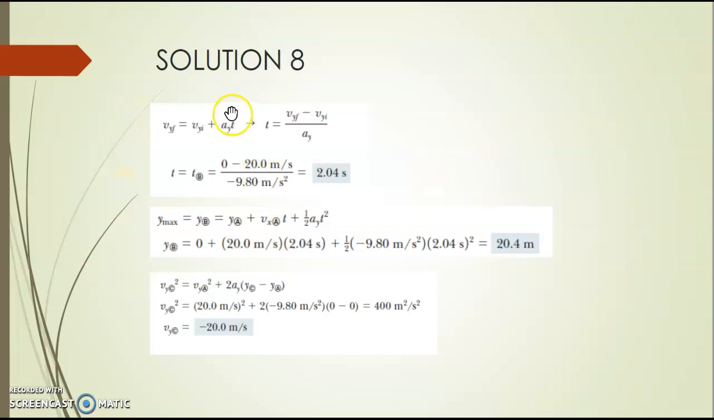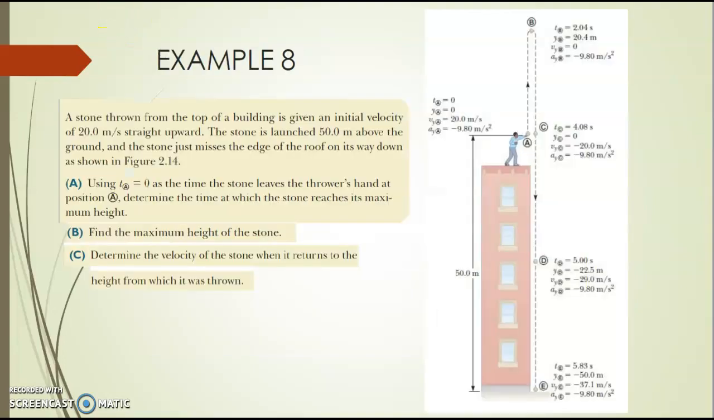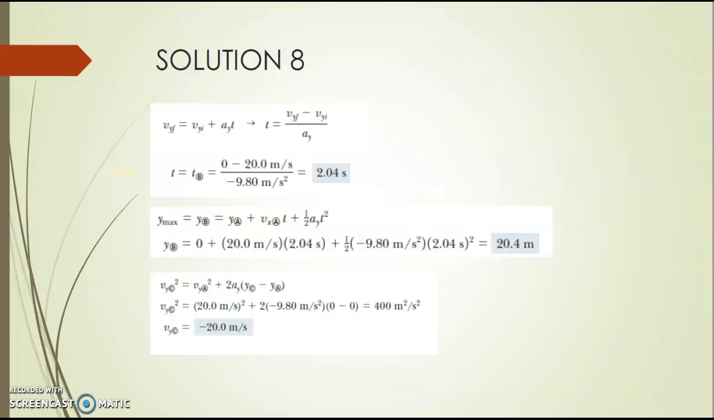Okay, now for A, our working formula, what are we looking for? Okay, the time to reach the maximum height. So our working formula is this one. Vf is equal to Vi plus at, wherein Vf is 0, as at maximum height, therefore, it will come to a stop.